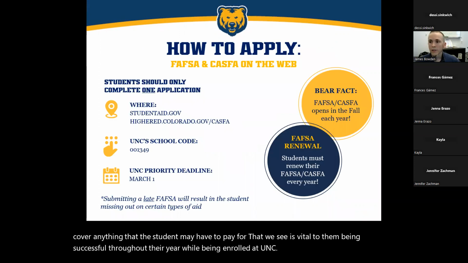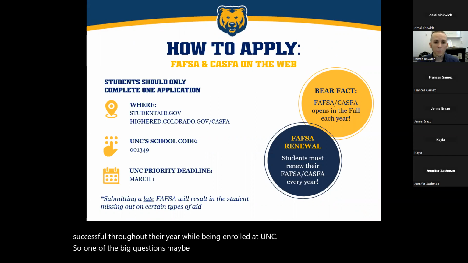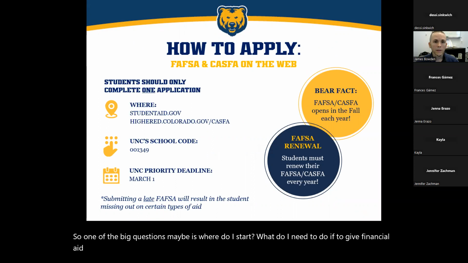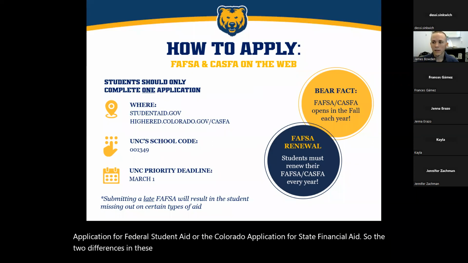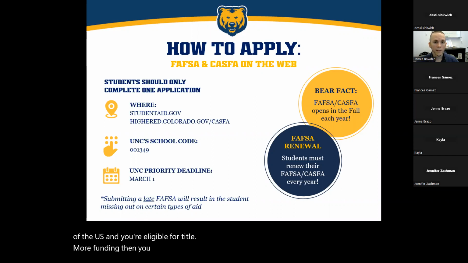So one of the big questions maybe is, where do I start? What do I need to do to get financial aid? The very first step is completing either the FAFSA or the CASFA, the Free Application for Federal Student Aid, or the Colorado Application for State Financial Aid. The difference in these applications is based off of residency. If you're a citizen of the US and you're eligible for Title IV funding, then you'll want to complete the FAFSA, or the Free Application for Federal Student Aid.